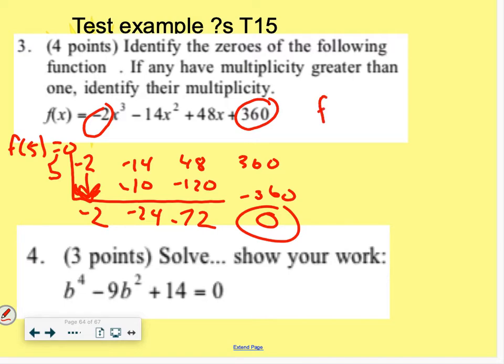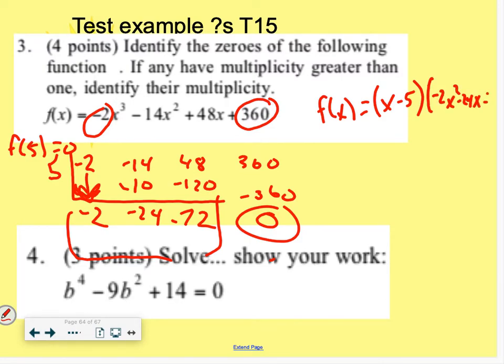So if I were rewriting this, I could write it as x minus 5 times, and then this is what's left, negative 2x squared minus 24x minus 72. And then what I have here is a quadratic. So I could solve that by factoring or the quadratic formula. If you factor out the negative 2, you're left with x squared plus 12x plus 36.